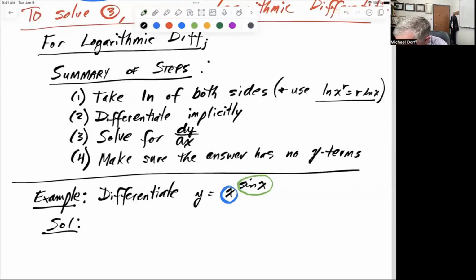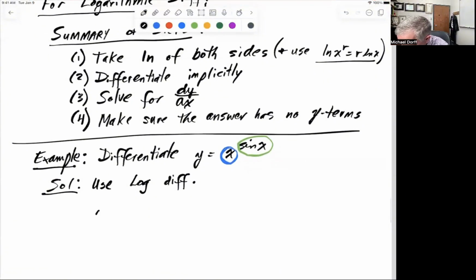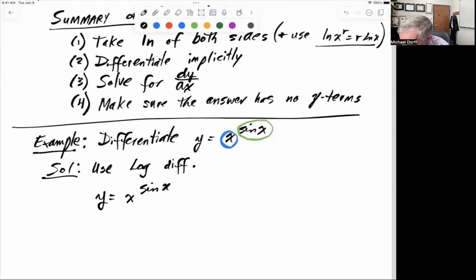So we use logarithmic differentiation here, which I'm going to abbreviate there. So I start with y equals x to the sine x. So step 1, all right, is I take the natural log of both sides.